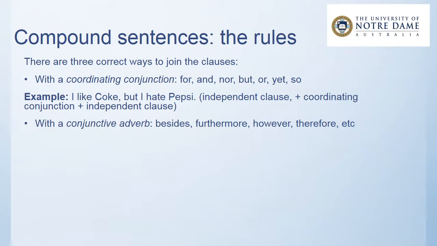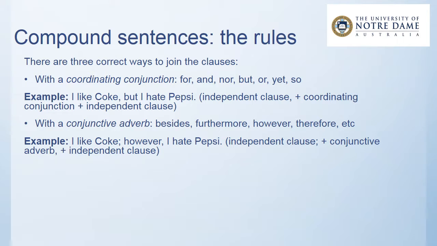We can also join them with a conjunctive adverb. These are words like besides, furthermore, however, and therefore. For example, I like Coke; however, I hate Pepsi. Now we have an independent clause with the conjunctive adverb however and another independent clause. Pay attention to the punctuation as well. Before the word however, we have a semicolon. After, we have a comma.